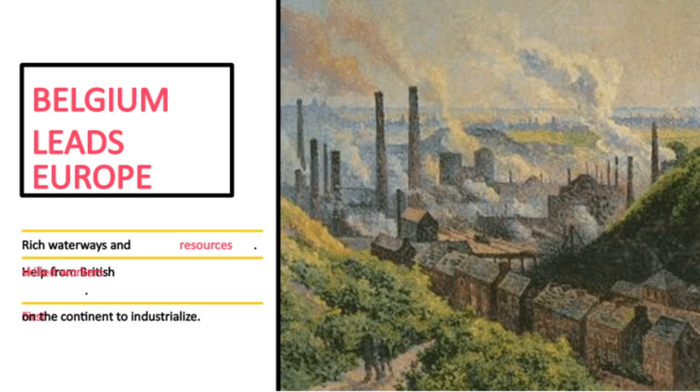Resources were another crucial factor. Belgium had rich waterways that facilitated the transportation of raw materials and finished goods, making production more efficient. When you look at the bigger picture, Belgium really led Europe in early industrialization, setting an example and paving the way for other countries. So overall, it was a combination of skilled labor, external support, and natural resources that gave Belgium this early industrial edge.